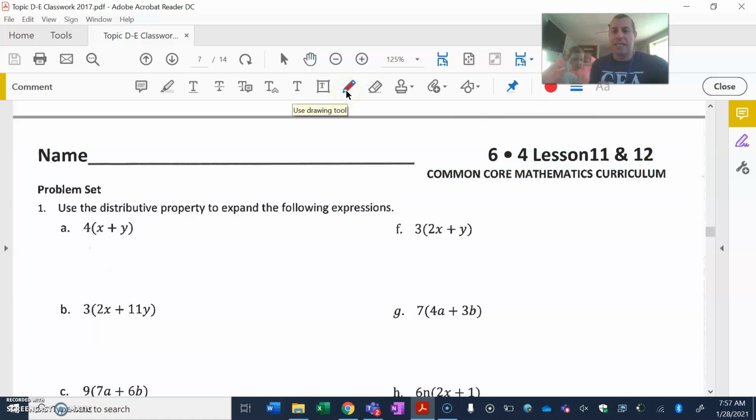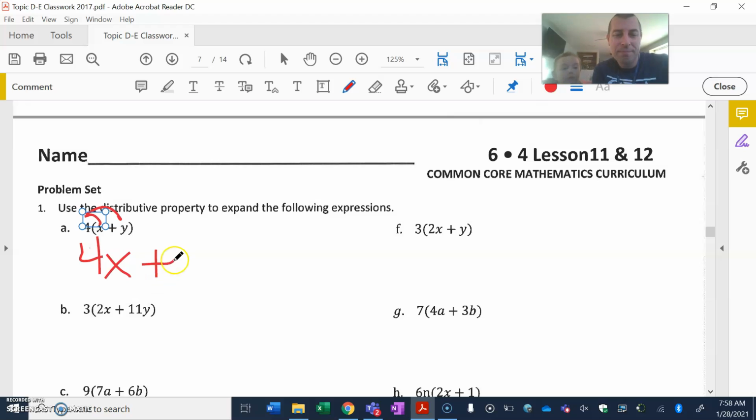The first direction is asking us to distribute. So Ella, what does it mean when the number is up against parentheses? It means to multiply. Right. The 4 is up against the parentheses, so we have to multiply it to everyone inside the parentheses. So 4 times x, 4x. 4 times y, 4y. So we're all done there. That's all we've got to deal with here.